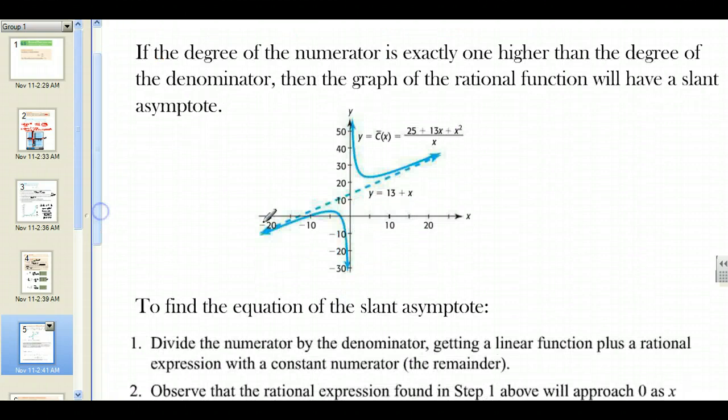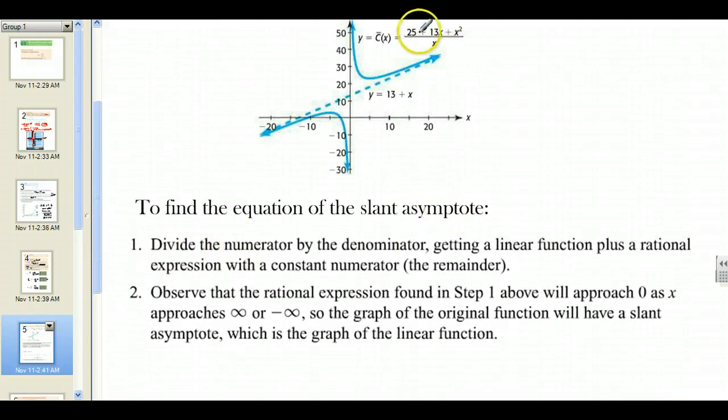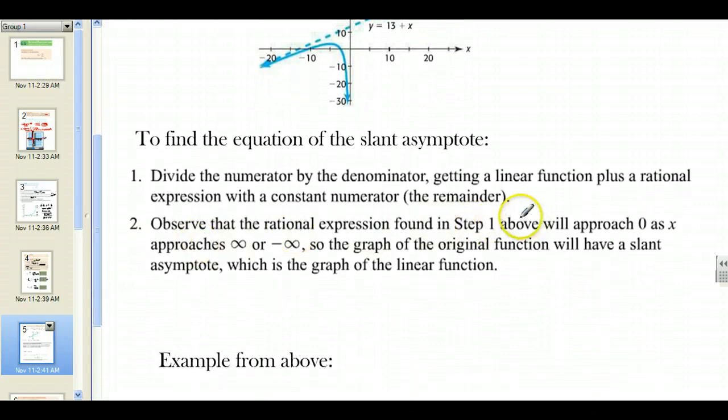Alright, and if you want to find the equation of this line, where this thing is settling down to, you just do polynomial long division. You take this numerator, you divide by the denominator, right, and what you end up with is a linear function, right, in this case x plus 13, plus some remainder that doesn't matter. And then observe that this rational expression, the remainder part, approaches 0 as x approaches infinity or negative infinity. So you just end up with the linear function.